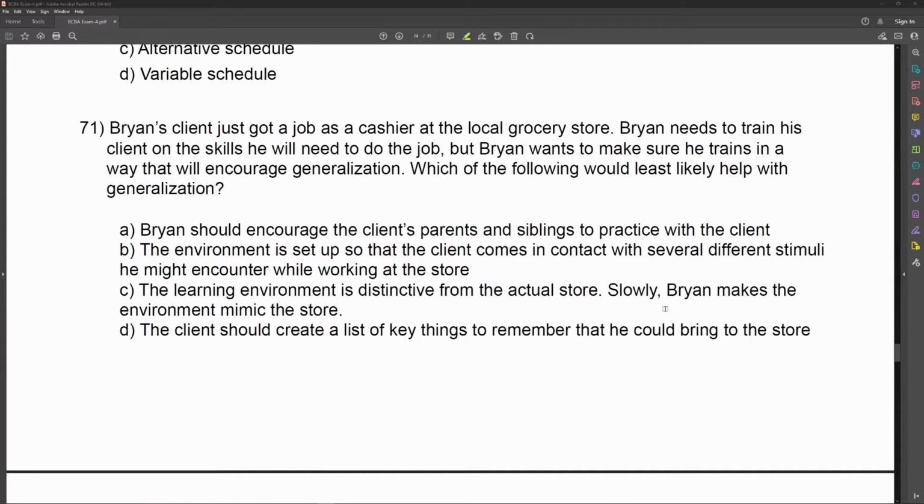Always read all your answer choices. You're looking for the best answer. D, the client should create a list of key things to remember that he could bring to the store. Basically, the client is creating a list of prompts to remind him what he needs to do at the store. That would absolutely encourage generalization. Therefore, C is the least likely way to encourage generalization by making the learning environment different or distinctive from the actual environment. We want that learning environment to mimic the real environment as much as possible.